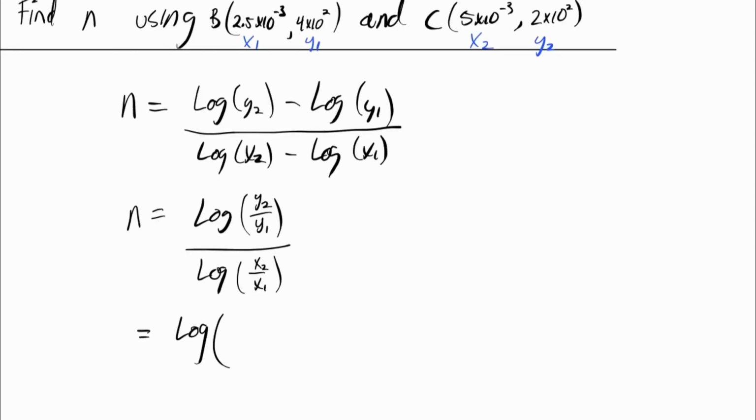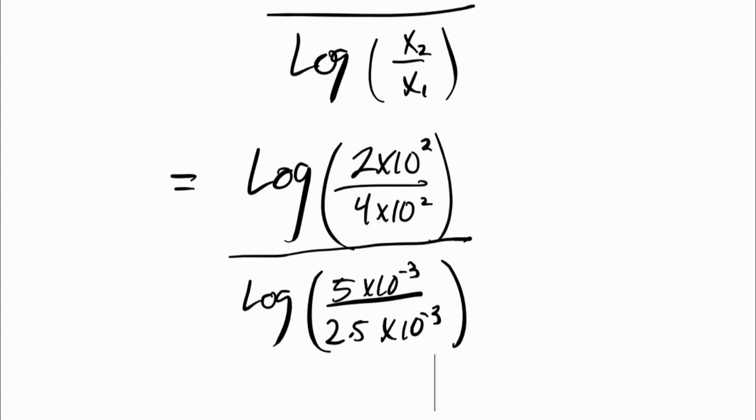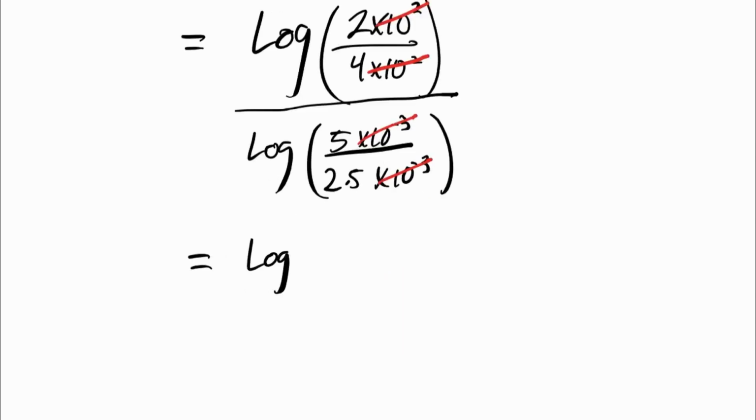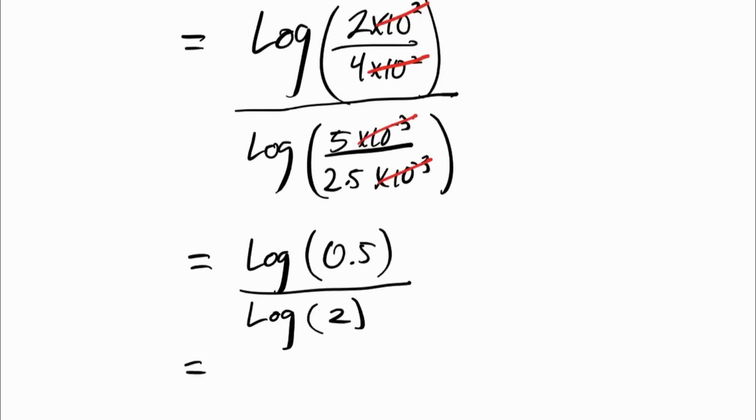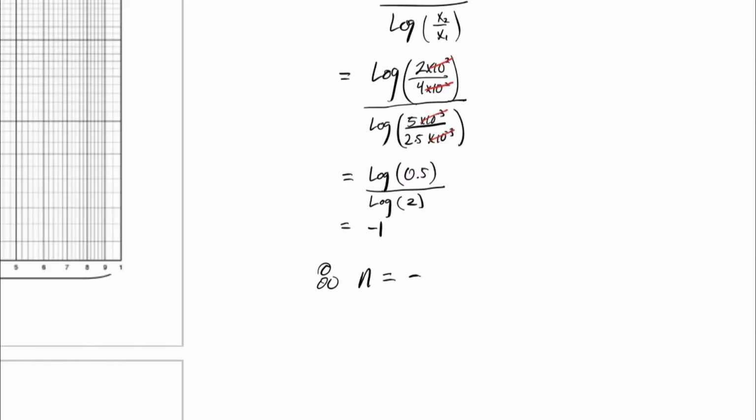Substituting in. So we've got 2 times 10 to the 2, that's our y2, over our y1, which is 4 times 10 to the 2, all over log of our x2, which is 5 times 10 to the negative 3, divided by our x1, 2.5 times 10 to the negative 3. One advantage of keeping it in scientific notation is this little convenient thing happens here, and this little convenient thing happens down there. Our equation now simplifies to log of 0.5 over log of 2, which gives us a value of negative 1. Therefore, n is equal to negative 1.